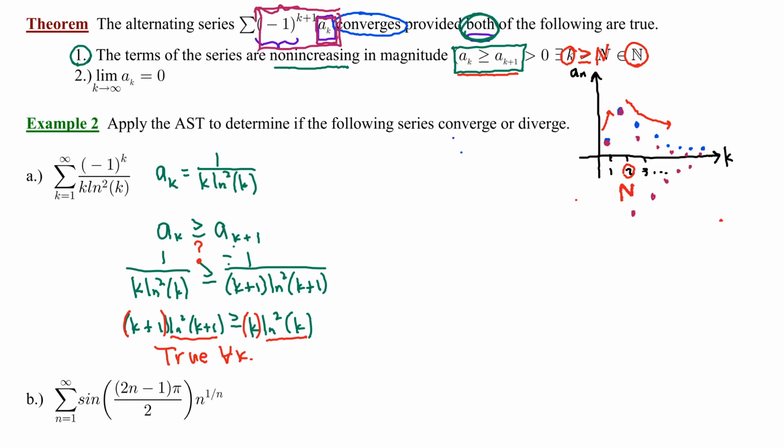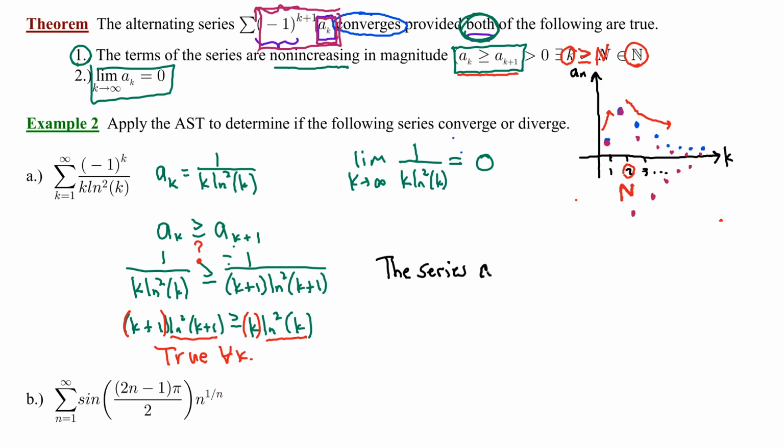However, both of those parts must be true. So the next thing we need to do is find the limit at infinity, only of the a sub k part. Remember, we're ignoring the alternating factor. So we're going to find the limit as k goes to infinity of 1 over k natural log squared of k. Very simply, because your denominator is increasing without bounds, the value of the fraction is 0. So since both of the conditions of the alternating series test have been satisfied, we can conclude that the series converges by the alternating series test.